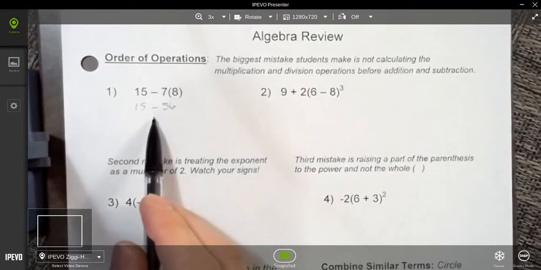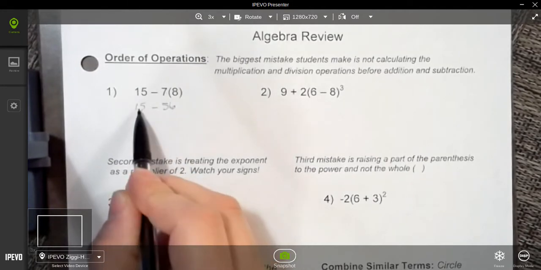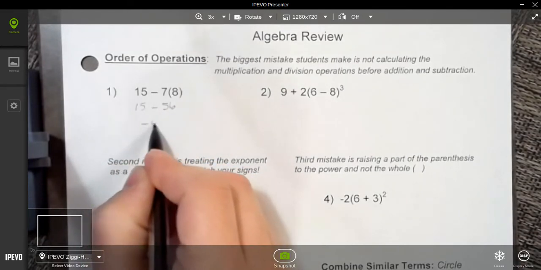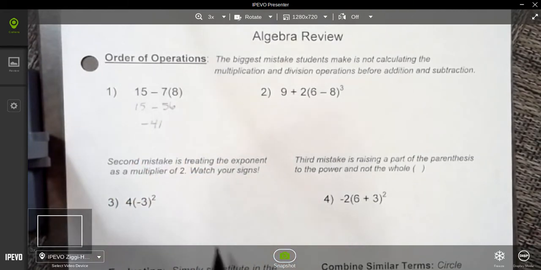And now we're left with the subtraction here. We've got 15 minus 56. Those are different signs, and so I'm going to subtract those, and I'm going to end up with a negative 41. And it's negative because the negative number, negative 56, has the greater absolute value.